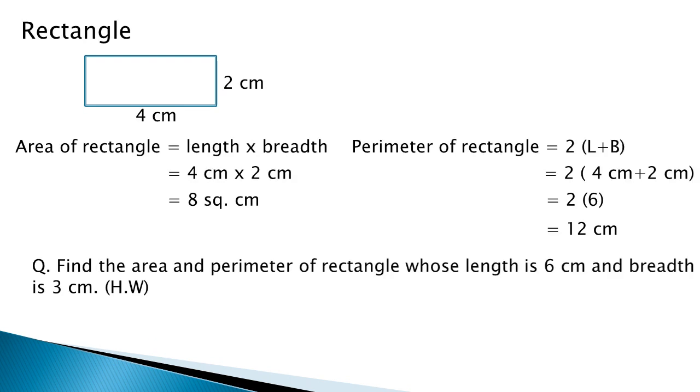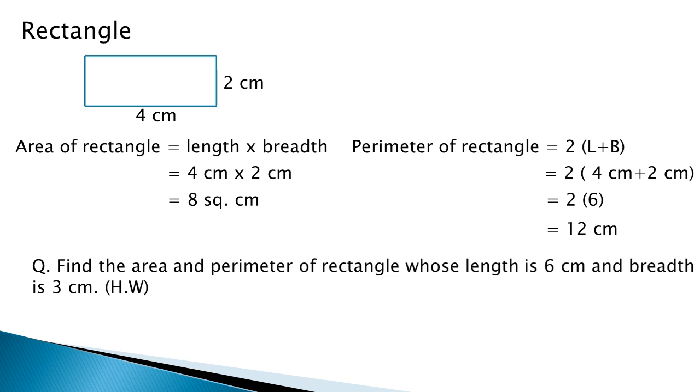So after completing square, now let us turn towards rectangle. Here you can see on the rectangle, length is 4 centimeter, breadth is 2 centimeter, and length is always larger than the breadth. So here we shall find out the area of the rectangle. Again we have a formula to find the area of a rectangle. Area of rectangle is equal to length into breadth.